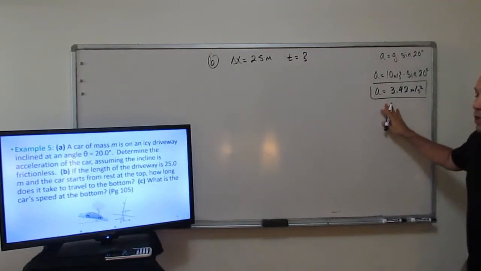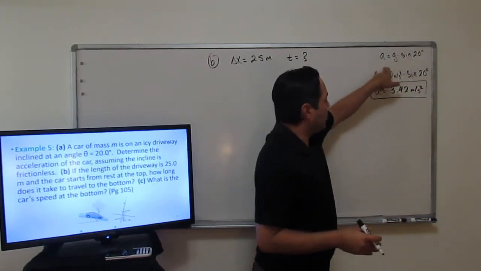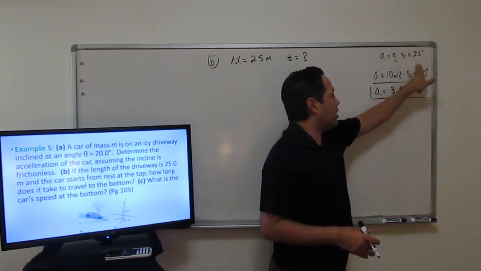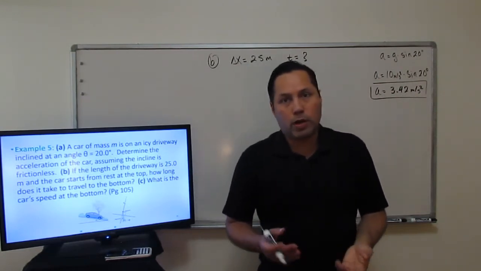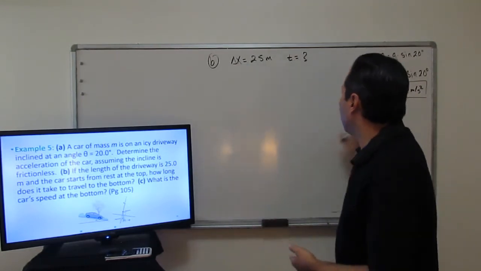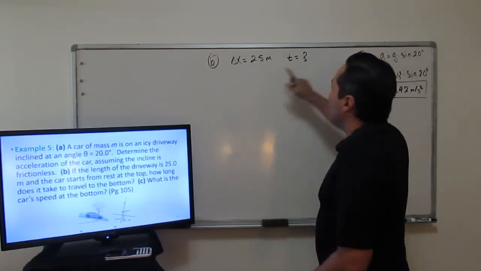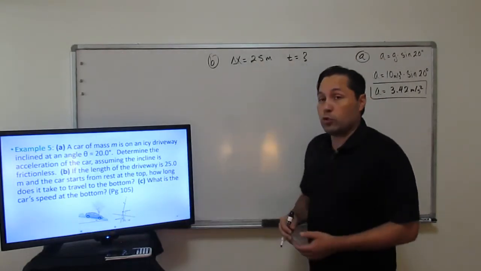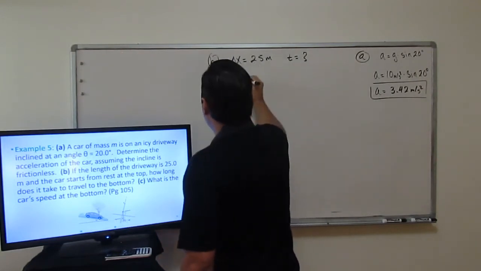Alright, the acceleration of the vehicle is here. We know that, here's the formula, g is 10 meters per second squared, so sine of 20 times 10 gives us 3.42 meters per second squared. That will be the acceleration. So we have the acceleration of the vehicle from part A of this problem. Let me label that. And now we want to know how much time it would take to reach the bottom if the driveway is 25 meters long. Alright, so let's use this formula.